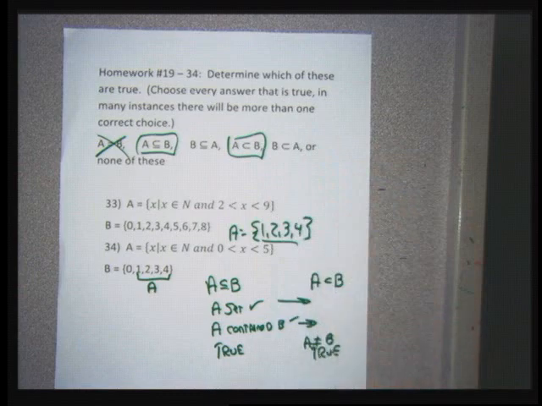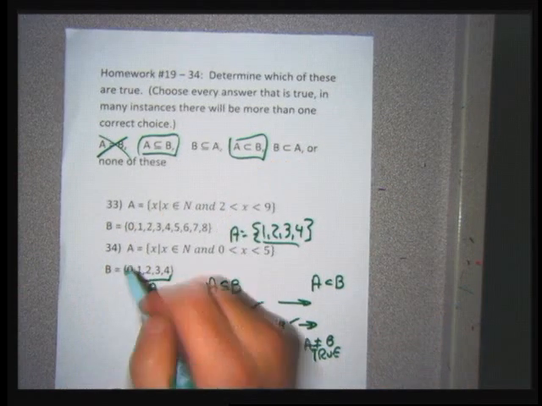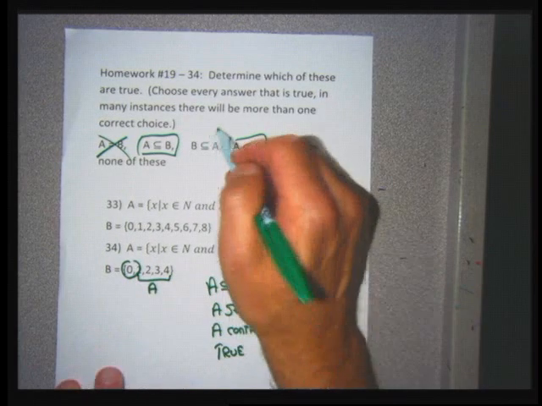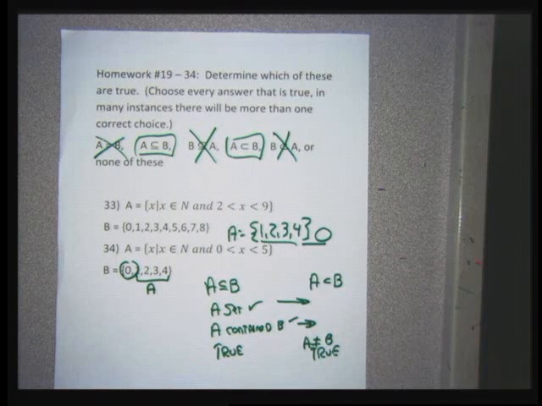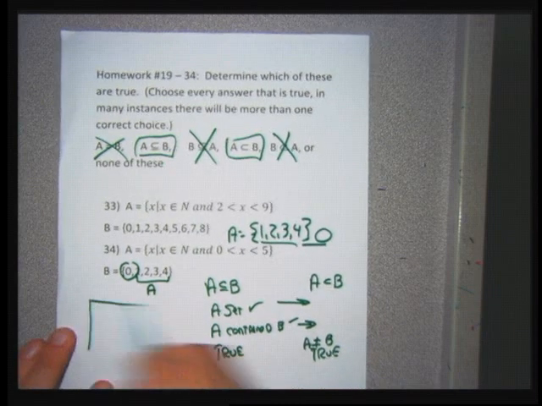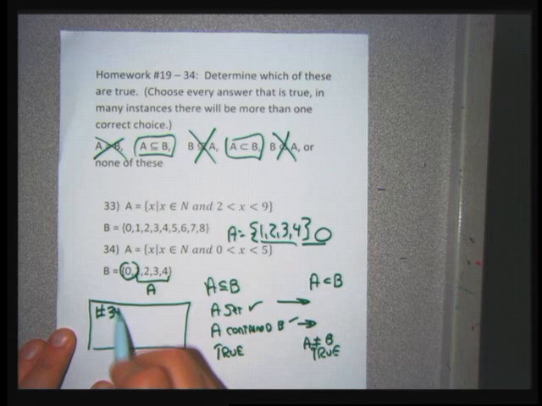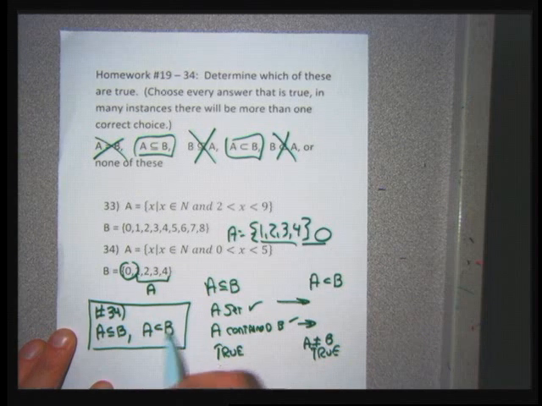The ones that aren't going to be true are where B is contained in A, because B has the number 0 and A doesn't have the number 0. So both the ones that have B contained in A won't be true because B isn't contained in A. It's not a proper subset of A, and B isn't a subset of A. So my answer to the last problem in this section, number 34, the symbols that are true is that A is a subset of B and A is a proper subset of B.